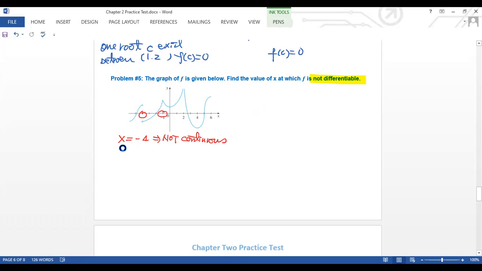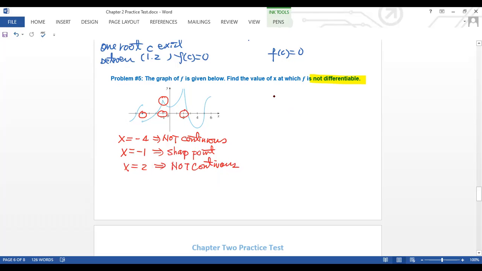I see this one, right? So x equal to negative 1. Why is this one not differentiable? Because even though this is continuous, I have a sharp point, or you can say you have a corner, so it's not differentiable. Oh, this one, x equal to 2, this is not continuous. Why? Because I have asymptotes, right? If it's not continuous, then definitely it's not differentiable.